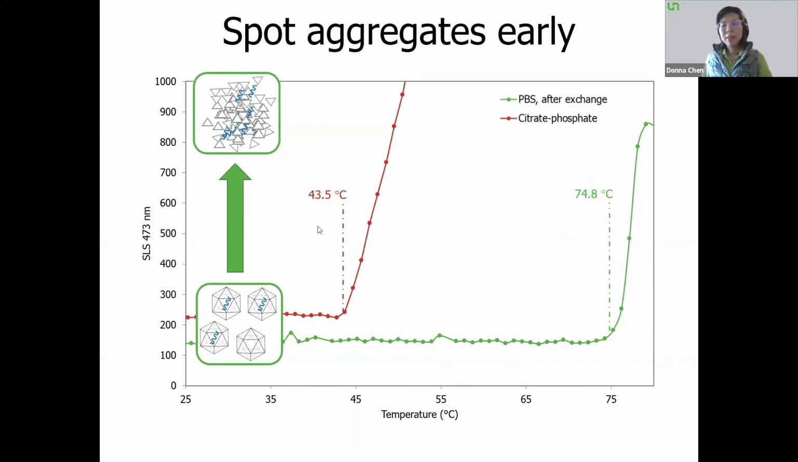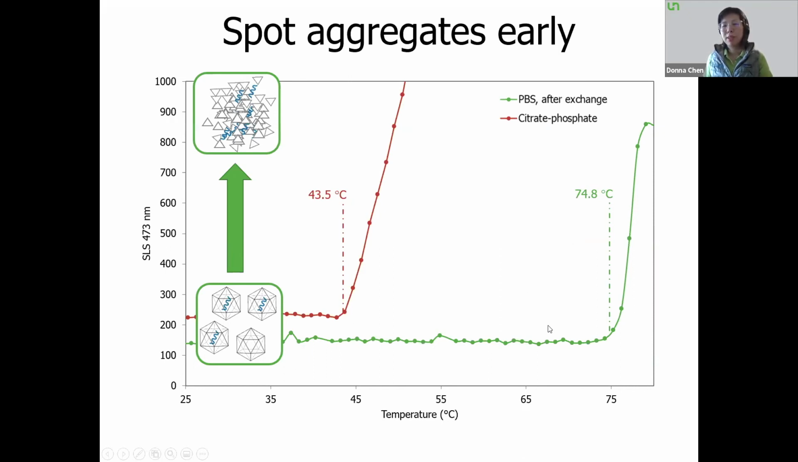So besides looking at the genome release temperature, UNCO's SLS data will also let you know aggregation timing in the same thermal ramping experiments. In here, the citrate buffer again aggregated very early at 43.5 Celsius, but the PBS control was fairly stable, staying around 74.8 Celsius. So by combining all three data together, you get a full picture of how this virus stability behaves.